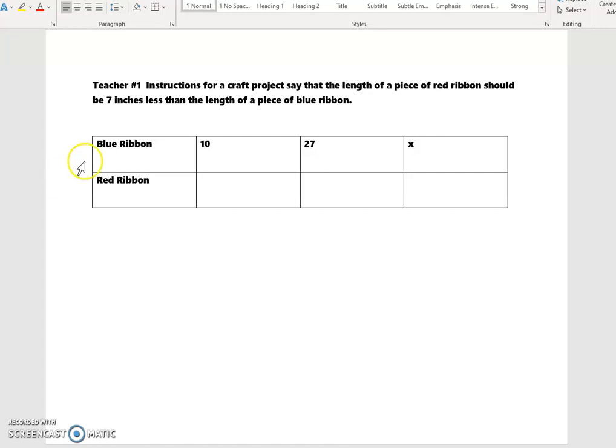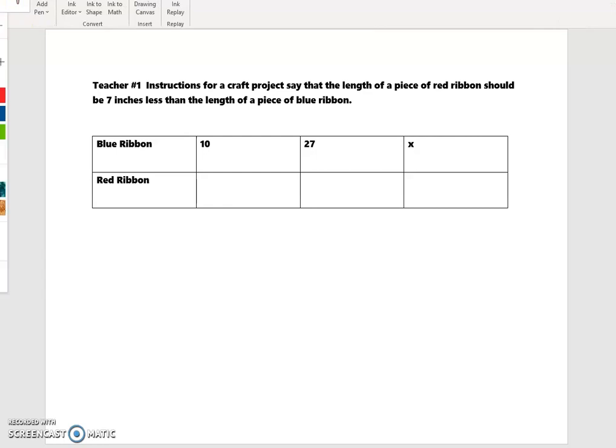So if we know the length of the blue ribbon, we want the red to be 7 inches less. If we're making something less, we're going to be subtracting. So first thing I'm going to do is figure out values based on the numbers I do know. I'm going to take the blue ribbon 10, and I want 7 inches less than that, so subtract 7. So we would say the red ribbon should be 3 inches. Likewise, if I have 27 inches for blue ribbon, and I'm still wanting it to be 7 inches less than that, subtract 7 there, and my red ribbon should be 20 inches.